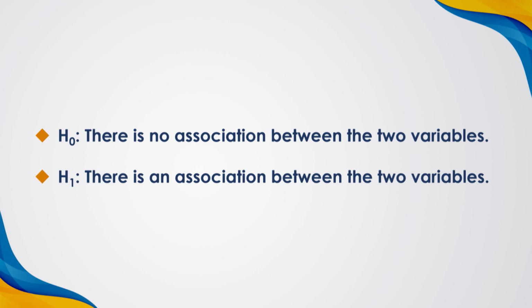For this you can fix your H0 and H1, that is your null hypothesis and alternative hypothesis. H0: there is no association between the two variables. In H1 you can write: there is an association between the two variables. While writing a real-time problem, the two variables should be specified clearly. Here you are generalizing, thus you are using the words the two variables, but while writing a real-time problem, you have to mention your variable names.